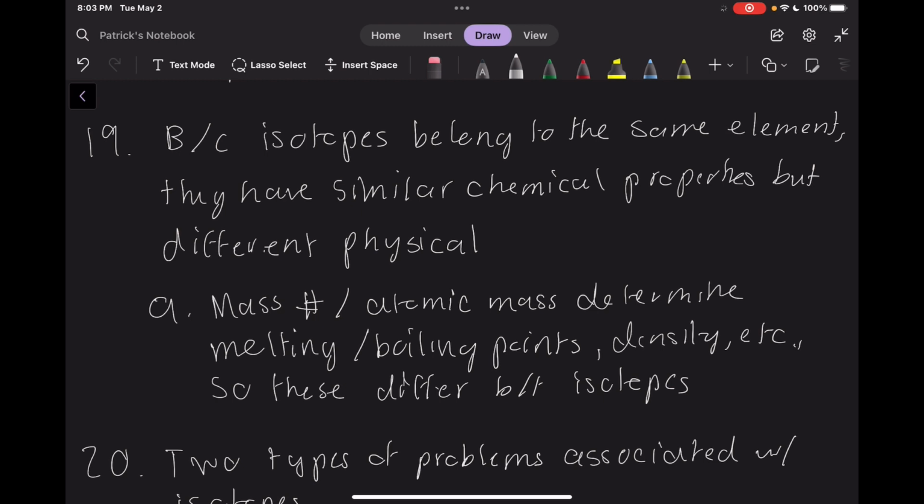One final note about isotopes. Because isotopes belong to the same element, they have similar chemical properties. Isotopes react in the same way and form bonds in the same way. The practical differences between different isotopes of the same element lie in their physical properties. The atomic mass helps determine a substance's melting point, boiling point, density, and other physical properties, so these parameters are going to vary between isotopes.